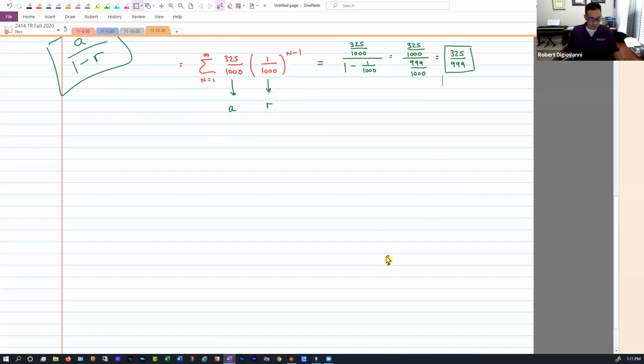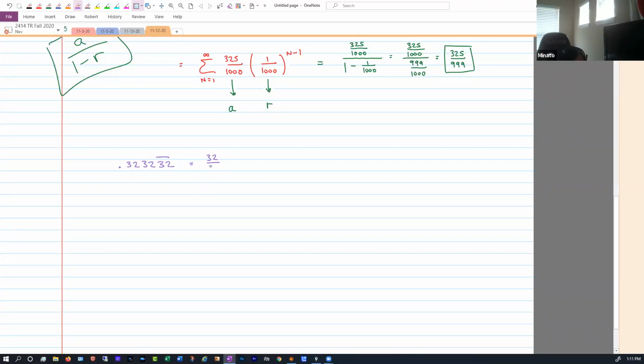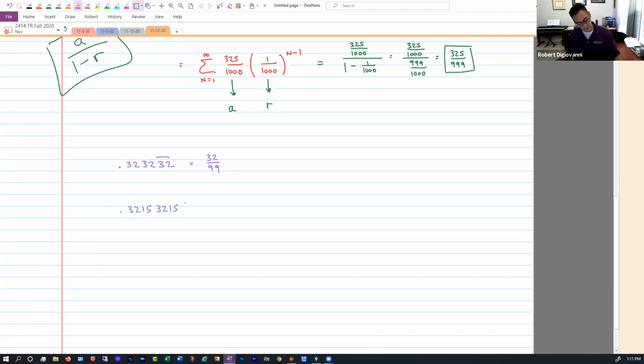Interesting little fact here: when you have a repeating decimal, let's say it was just 0.323232 forever. It turns out that if you did this again, you would wind up getting 32 over, any guesses? 99. 99, yeah. And if you did something like 0.3215, 3215, 3215, then that would turn out to be 3215 over 9999.